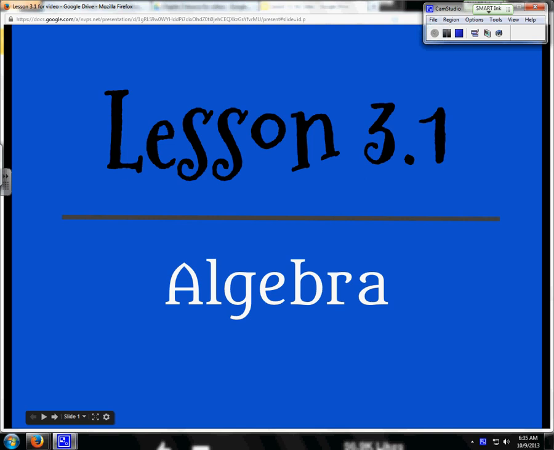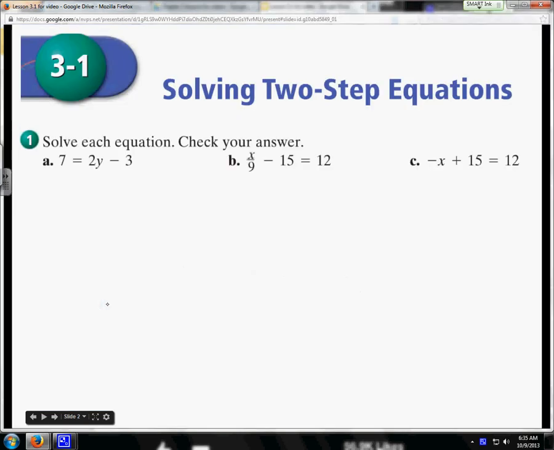Hey guys, this is lesson 3.1 for algebra. 3.1's title is Solving Two-Step Equations. So hopefully you remember this from the end of last year.